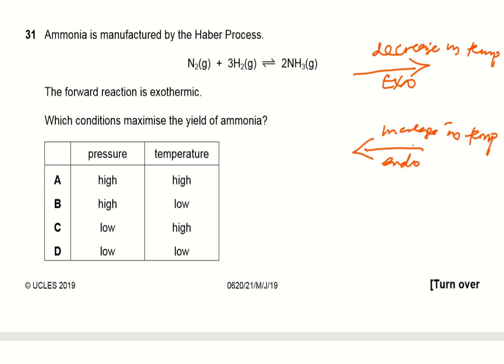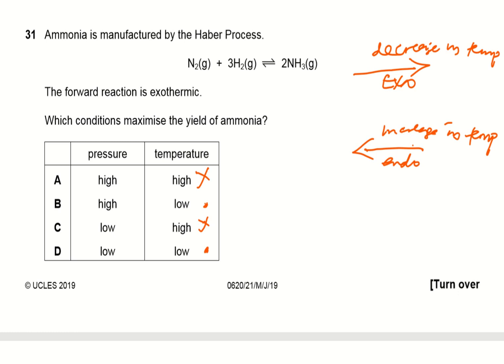So when you're putting in heat energy, it takes it in, it likes it, so you're favoring it. So we're looking at those options that have low temperature to increase yield. So A, D and C are out of the way.